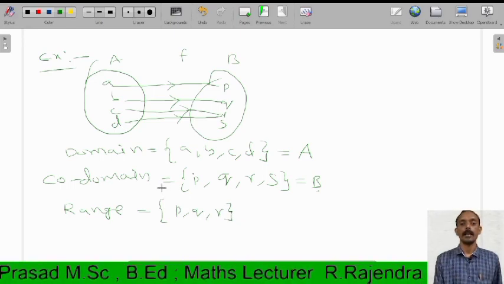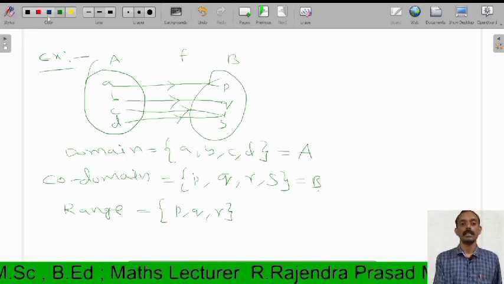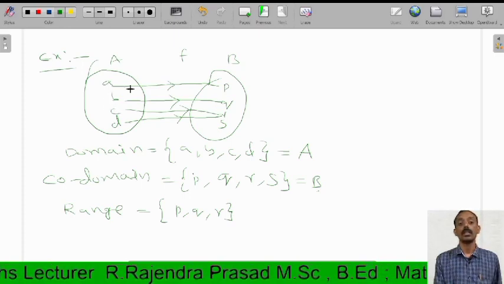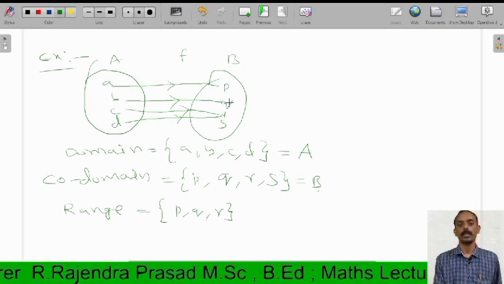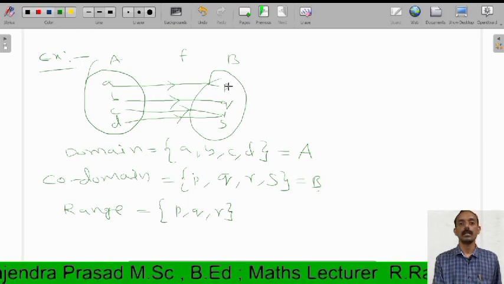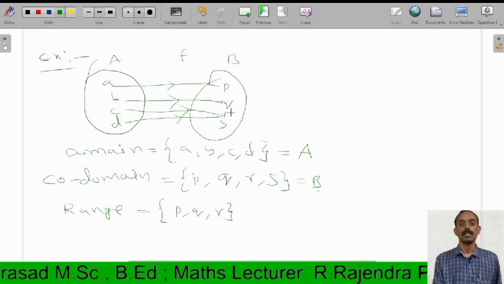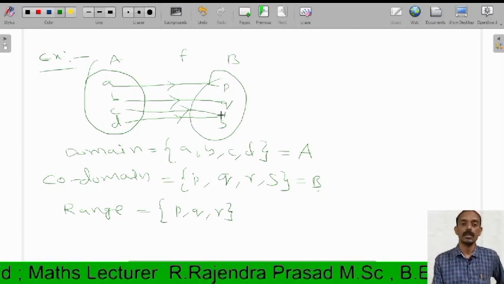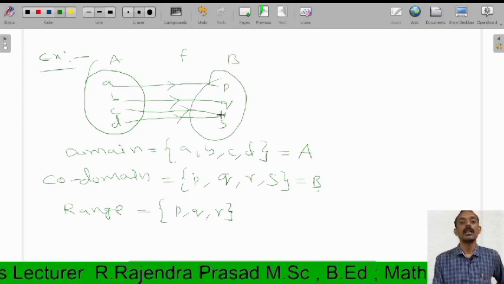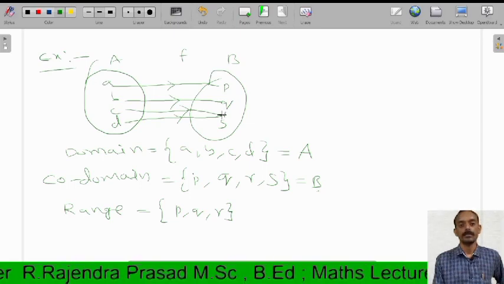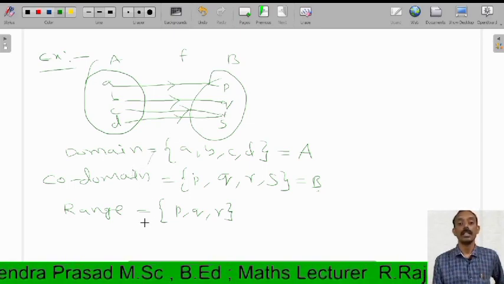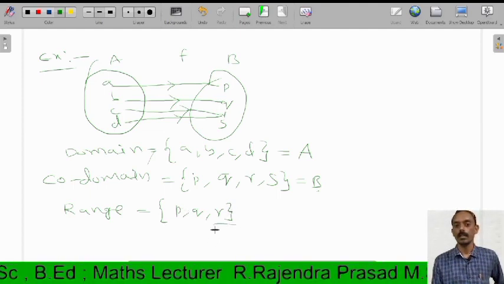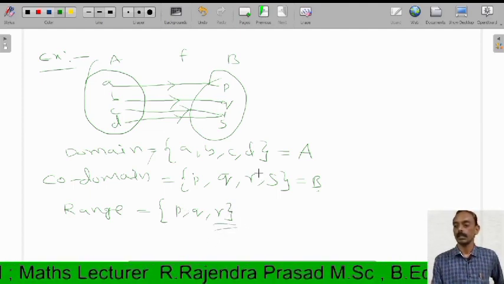Okay? Every element in A must have one and only one image in B. Here the codomain has elements P, Q, R, S, but only P, Q, R have images. Only these have images. That is, range equals P, Q, R. Okay, understood? Right.